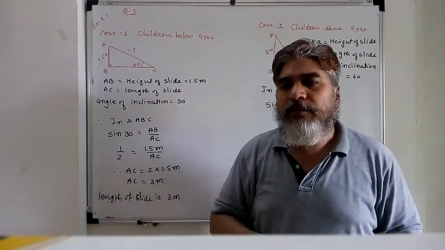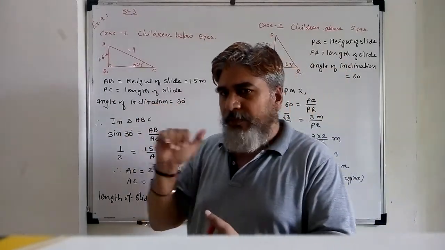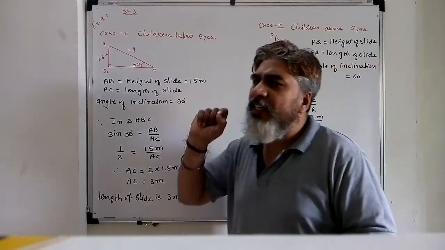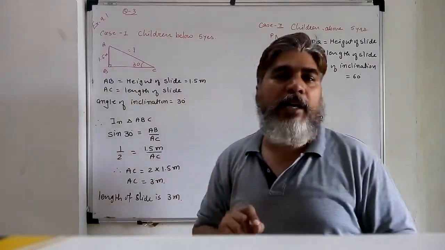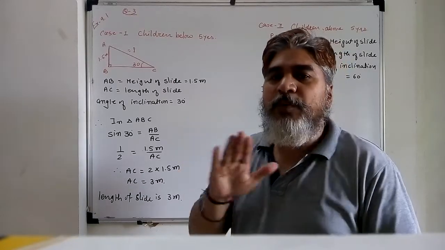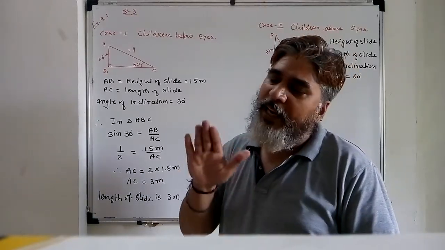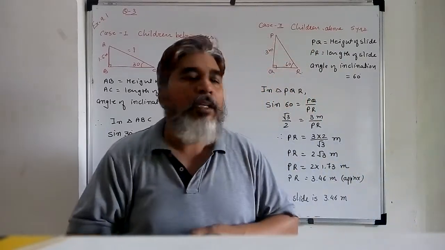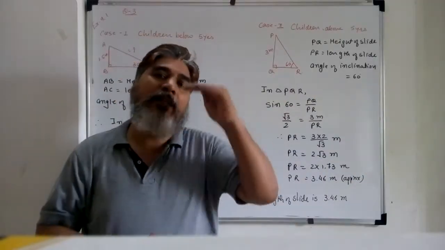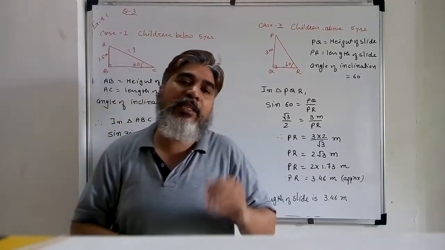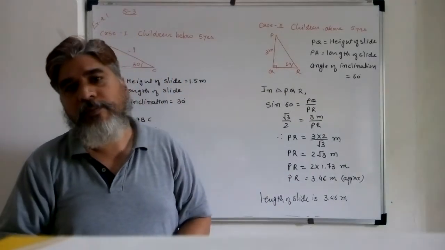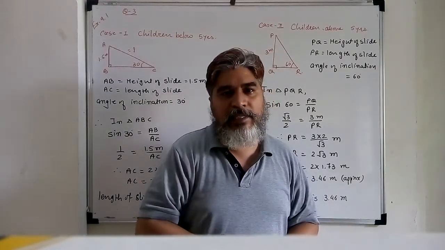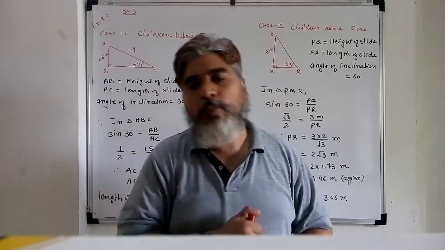The condition is that in case 1, for the small kids, the height of the slide is 1.5 meter and it is inclined with the ground, that means it makes an angle of 30 degrees with the ground. On the other hand, the other slide is 3 meter high and it makes a 60 degree angle with the ground. Now you want to find out the length of the slides in both cases. So let us start now.